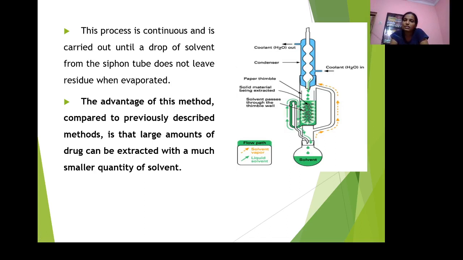Such active constituents get solubilized inside that solvent, and the level of liquid inside that chamber rises, and the siphon tube fills. The level of liquid inside that siphon tube rises to the top of the siphon, and once it goes above the top of the siphon, then all the liquid which has been extracted falls inside the RBF. Again this is heated, and again this extraction cycle is started. As this method is continuous, it is called a continuous method of extraction.